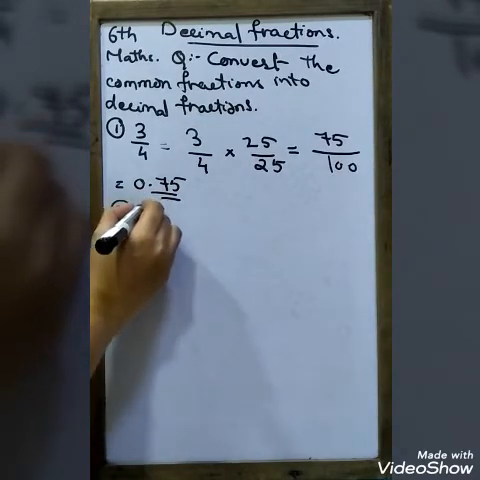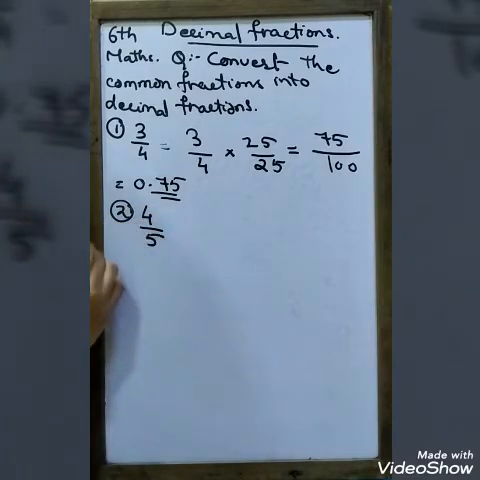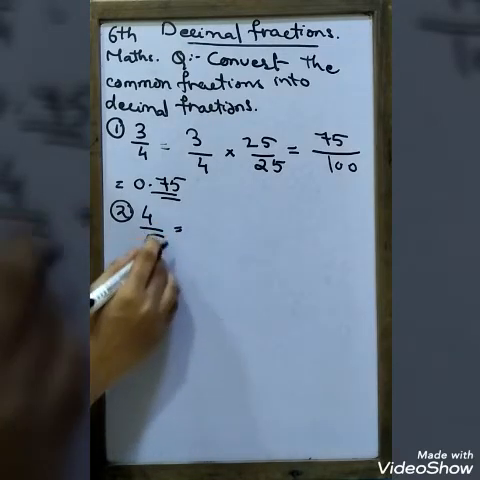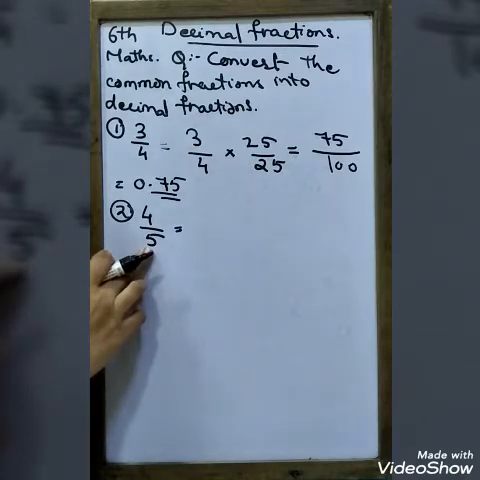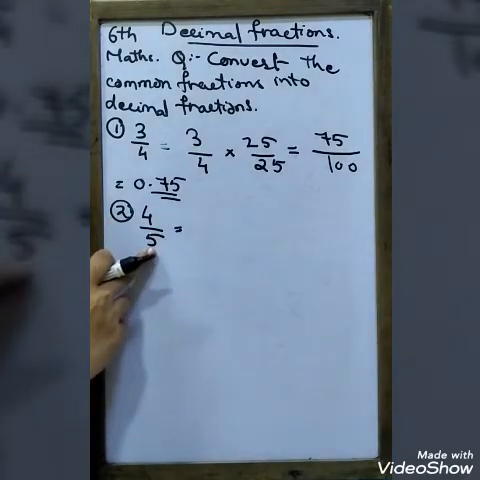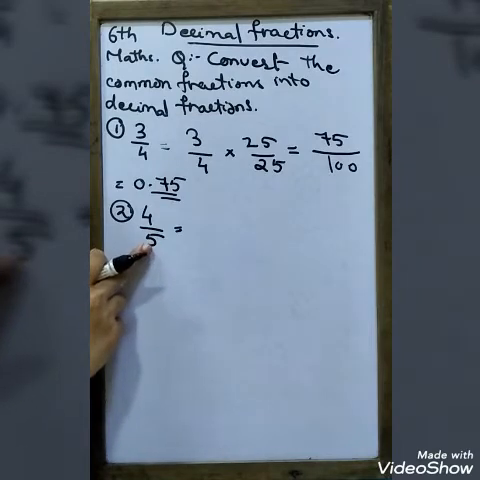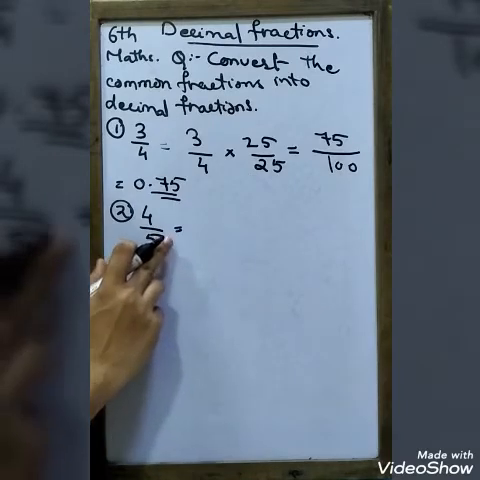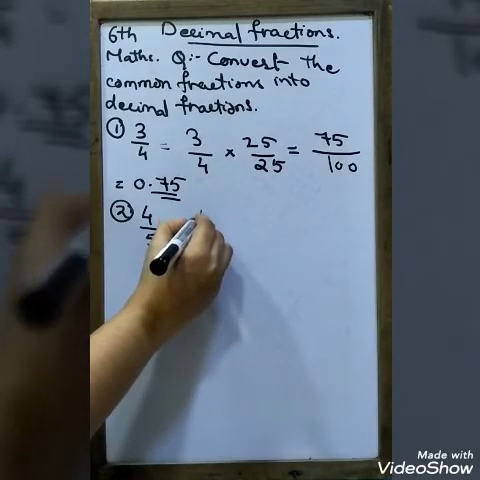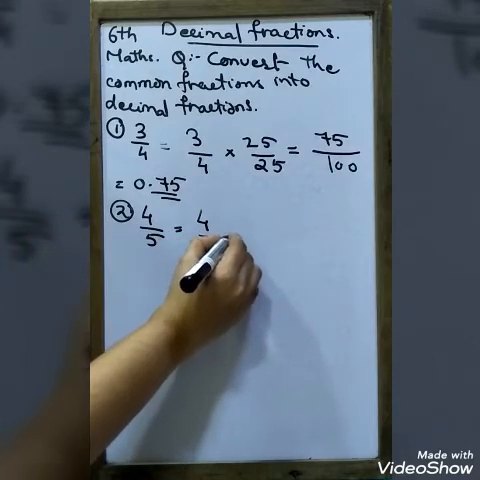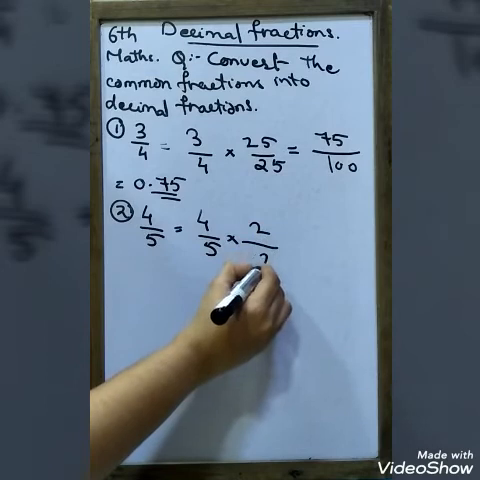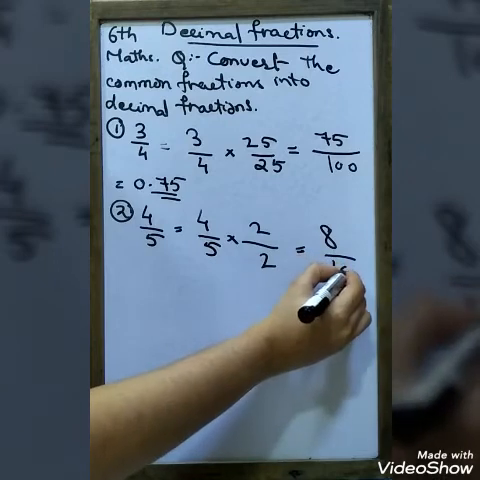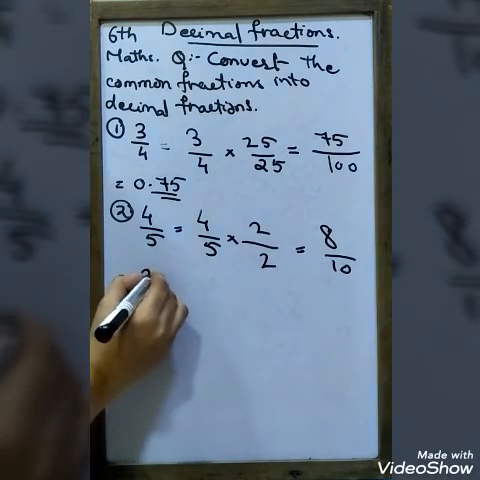Now let us go with the second question. The second question is 4 upon 5. So here 4 upon 5 is given. Now if we multiply this 4 upon 5 by 2, it becomes 10, and we can even multiply this by 20 to make it 100. तो यहाँ पर हम इसको 2 से मल्टीप्लाई करेंगे. So 4 upon 5 into 2 by 2. So it becomes 8 upon 2 5s are 10. So the answer will be 0.8.